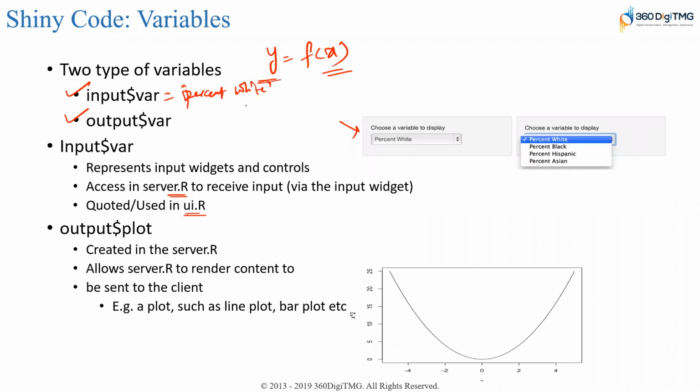This is the input that you are passing in server.r. Based on that input, there would be a certain logic which gets executed. But the mapping to this input variable, where the user is passing the input, is mapped from UI.r. So there is an internal mapping between UI.r and server.r, and that is done using these variables.